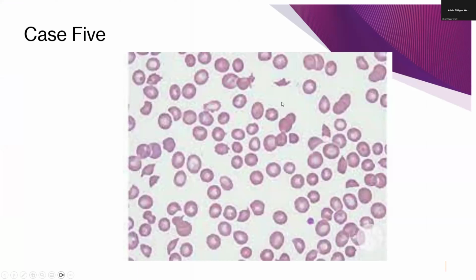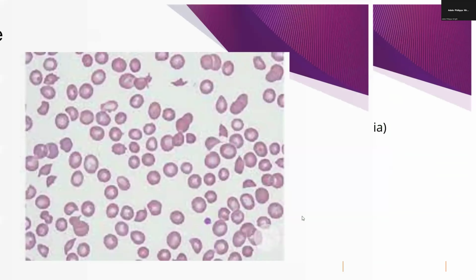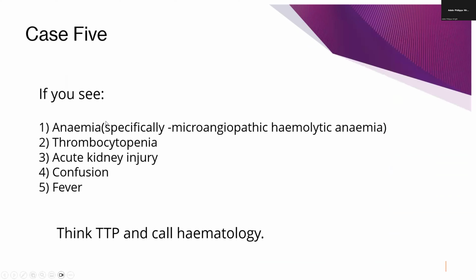And this is just a blood film showing all the fragments and the complete absence of platelets, except for this one little guy here. So if you ever see anemia, thrombocytopenia, AKI, confusion or fever, think TTP and call haematology, or think MAHA and call haematology.